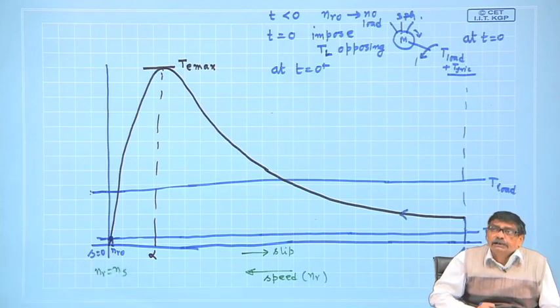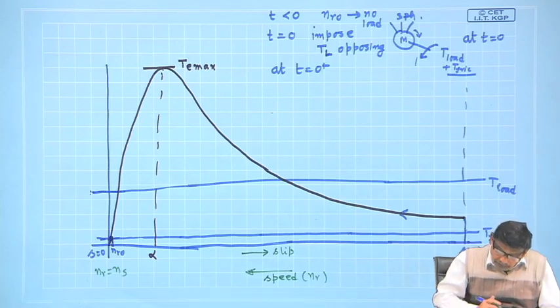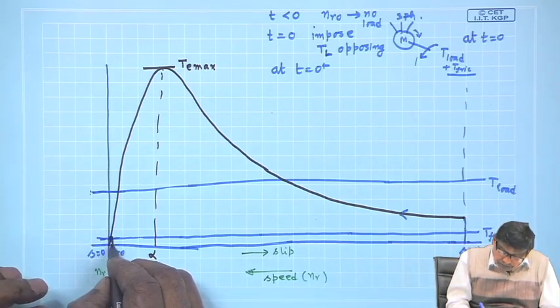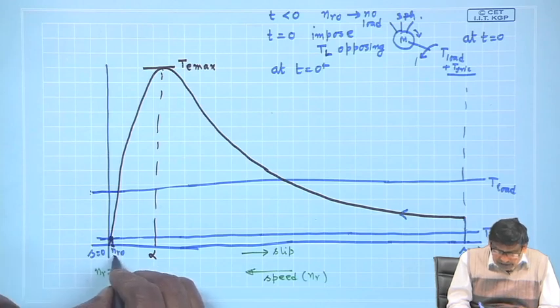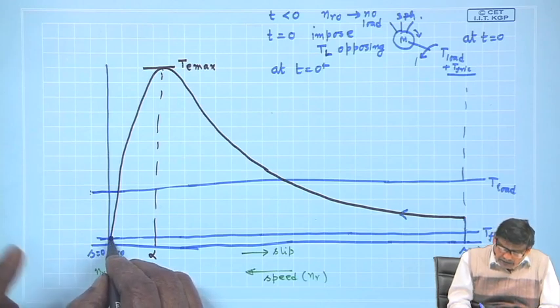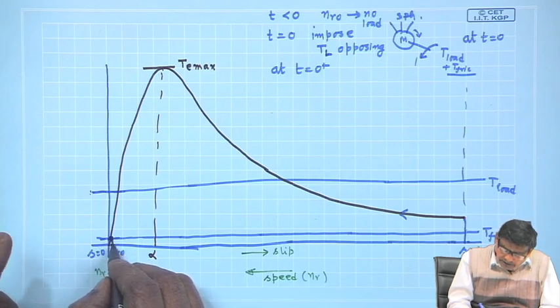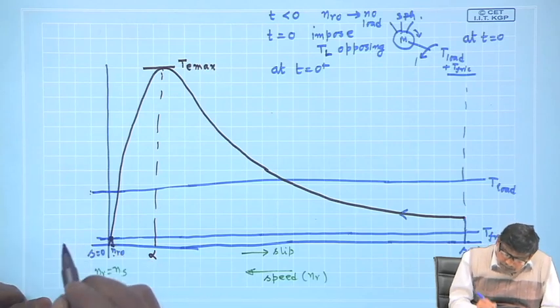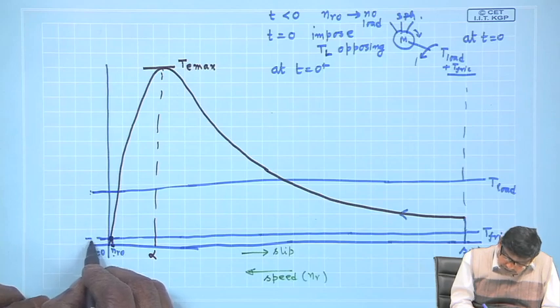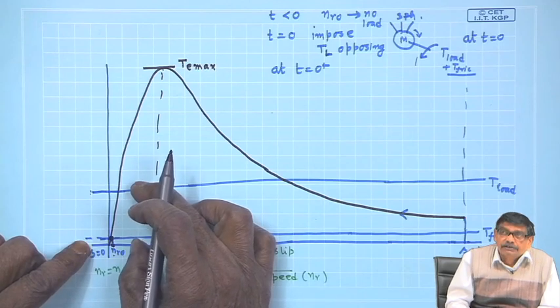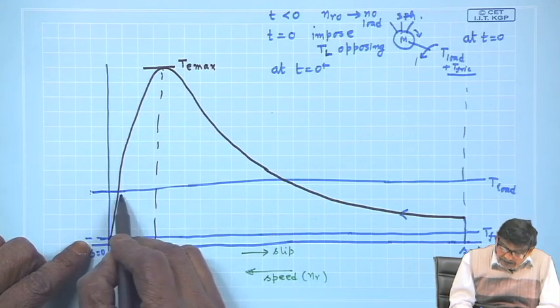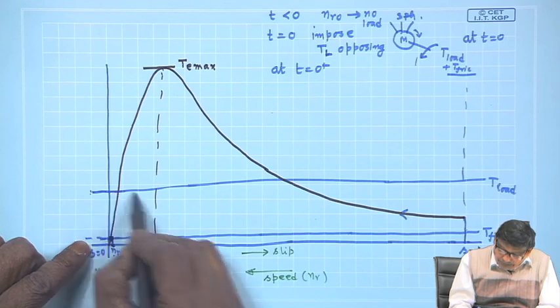Therefore, what will be the electromagnetic torque developed by the motor at t equal to 0 plus? It will still remain this value, because at t equal to 0 minus it was running at n at 0, and at t equal to 0 plus too it will run at this speed. Therefore, the electromagnetic torque developed by the motor is only this much at t equal to 0 plus, but the opposing torque is this much, because this I have suddenly imposed.